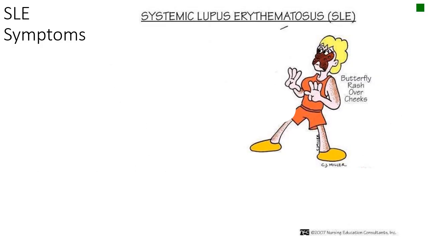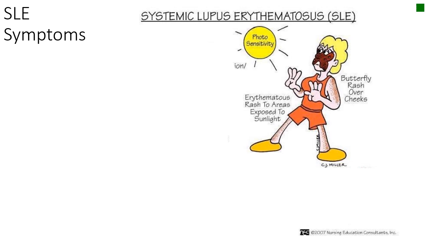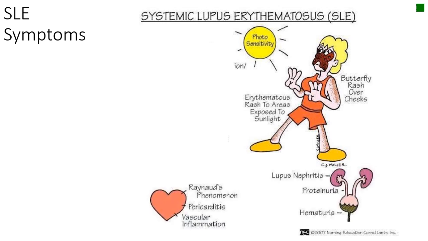Now, this particular graphic is taken from a nursing education website, and it describes the presenting symptoms as they would appear when the patient first comes to you. One thing is, of course, the butterfly rash over the cheeks, which is very predominant. You could also see these rashes on areas exposed to sunlight. That's very important, because obviously it means that sunlight aggravates the situation. So there is a lot of photosensitivity involved.